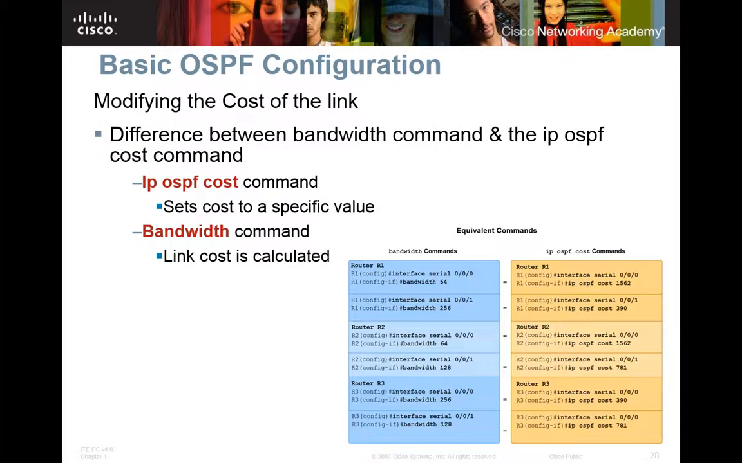The bandwidth command or the IP OSPF cost command will give it a specific cost. So if I say interface serial 0/0/0, bandwidth 64, I've just set it to a 64 kilobit interface. Or I can say IP OSPF cost and give it a specific cost if I want to.